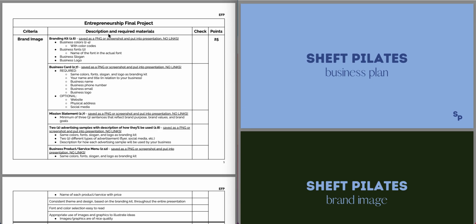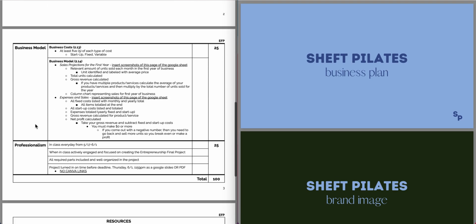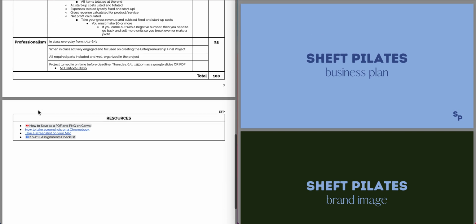Okay, let's go over the entrepreneurship final project rubric and Ms. Chef's teacher model. So there are 4 criteria that you will be assessed on. Each one is worth 25 points. So brand image, business organization, business model, and professionalism.